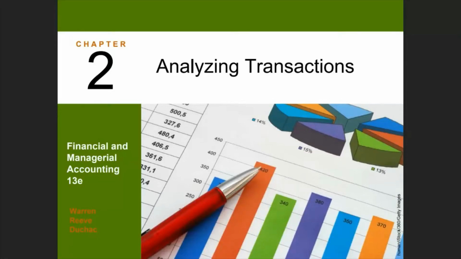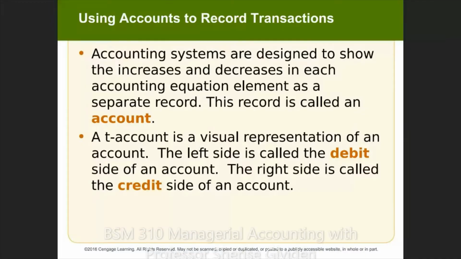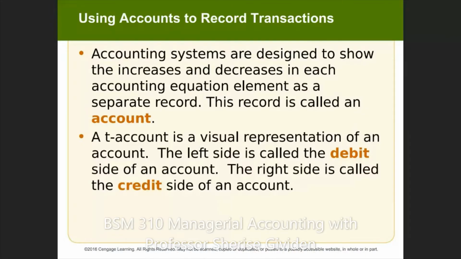So, analyzing transactions, chapter 2. Accounting systems are designed to show the increases and decreases in each accounting equation element as a separate record. The record is called an account. A T account is a visual representation of an account.